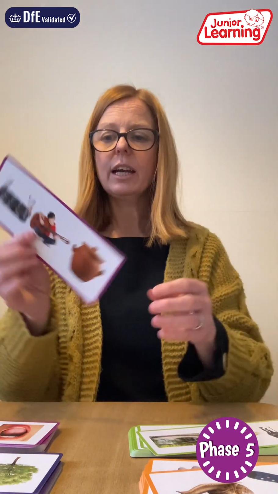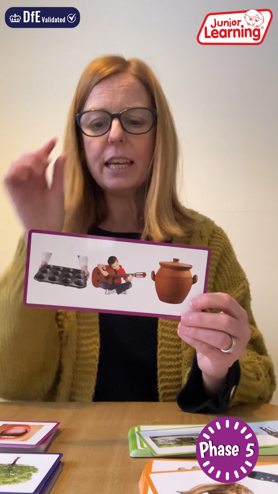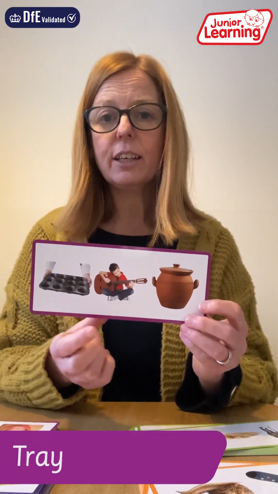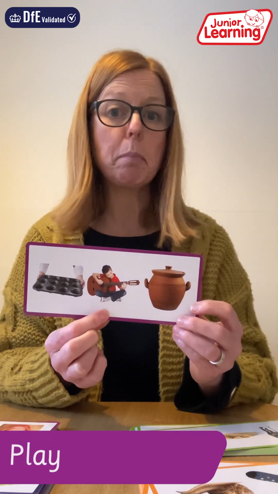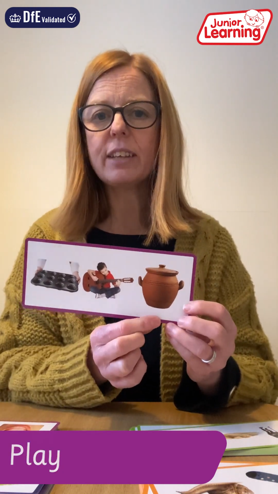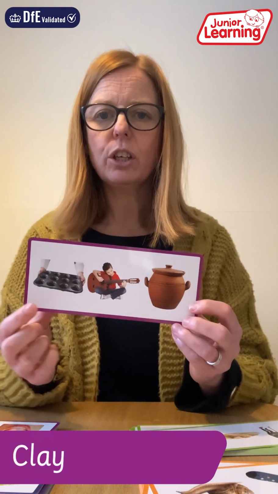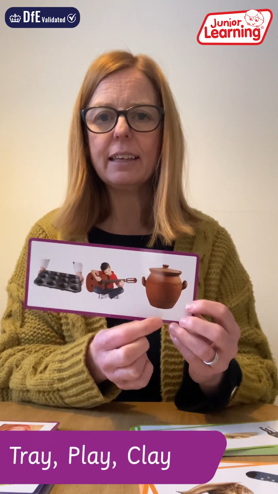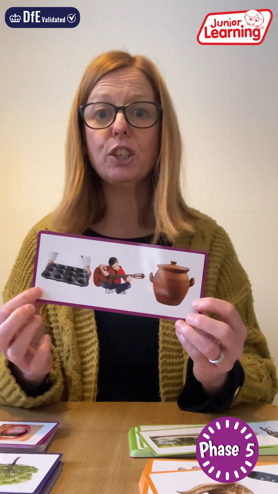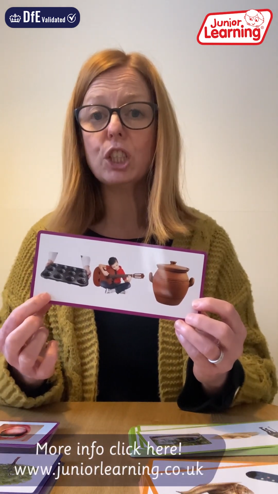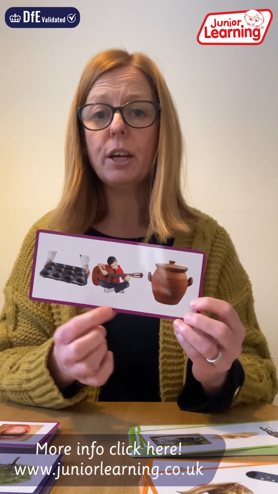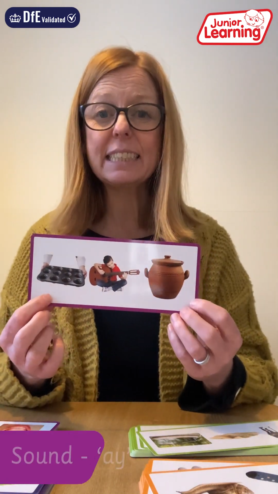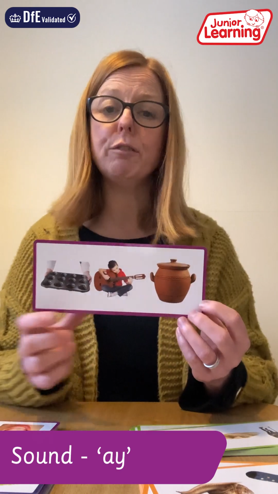And then a quick look at a phase 5 example here. We've got a picture of a tray. We've got a boy who can play. And we've got a clay pot. So tray, play, clay. So here we've got that revision of those beginning blends. We've got a beginning blend, a beginning blend, and a beginning blend. And then we've got that ending sound A in all of these words here.